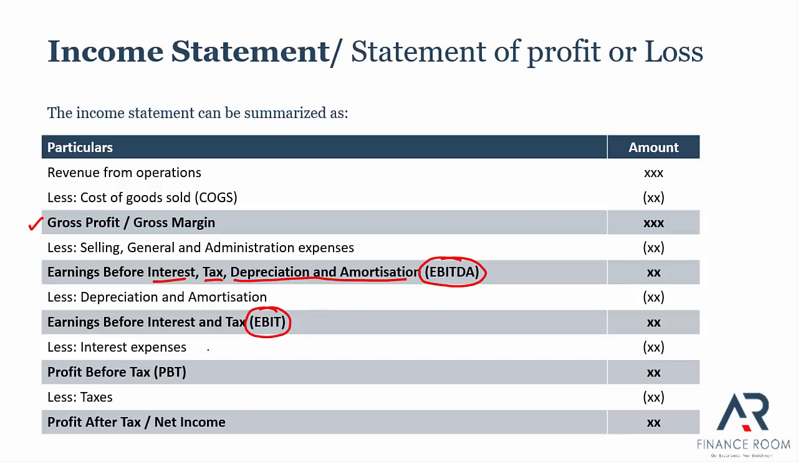You subtract interest, you arrive at profit before tax. You subtract taxes, you arrive at the net income or profit after tax. Again, this is my bottom line. This is my top line. Okay, so that's how an income statement looks.